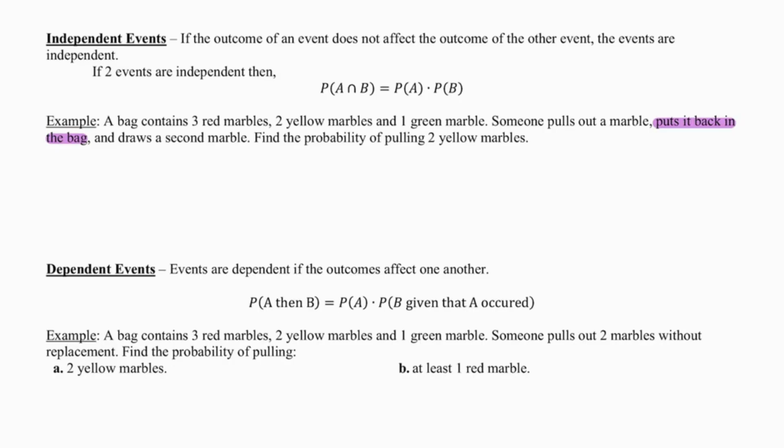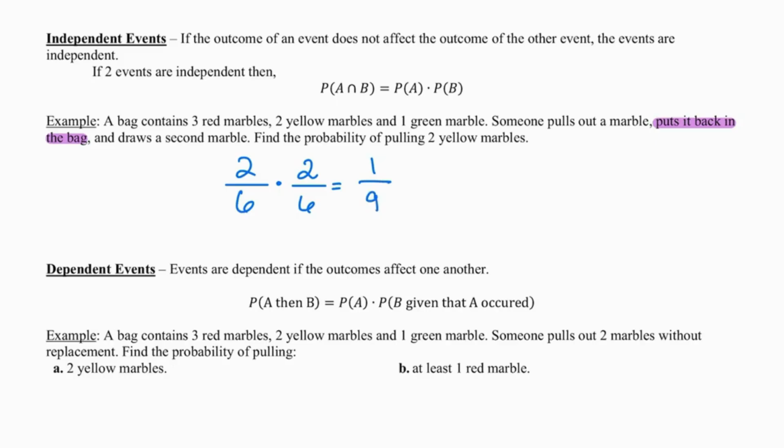The probability of you getting a yellow first, which would be, well, there's 2 yellow. So 2 out of how many total marbles we have here? 6. Then you put it back. Well, then you ask yourself the question, okay, how many yellow marbles are in the bag? Well, 2, because you put it back, out of the 6. So 2/6 times 2/6, or 4 over 36, or 1/9.